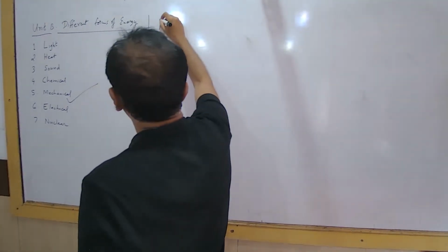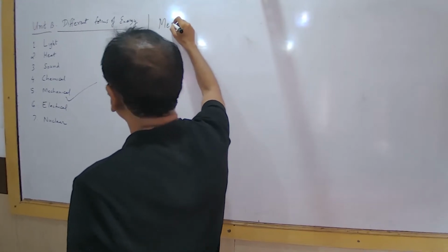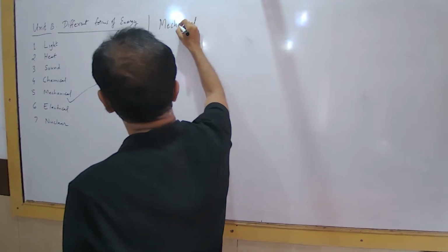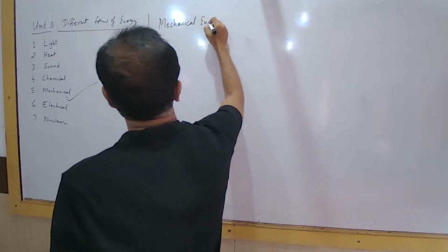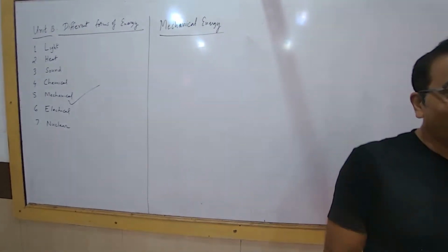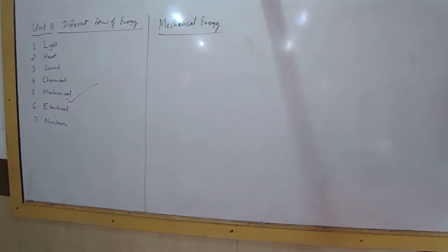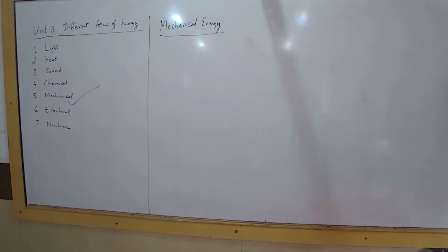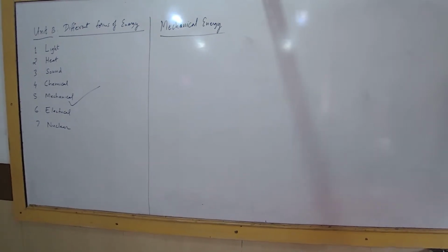So what is mechanical energy? Whoever has read it, tell me. What is mechanical energy? Two minutes. There is energy possessed by a body, kinetic energy and potential energy. What does mechanical mean? Motion. Mechanical means motion. The energy.